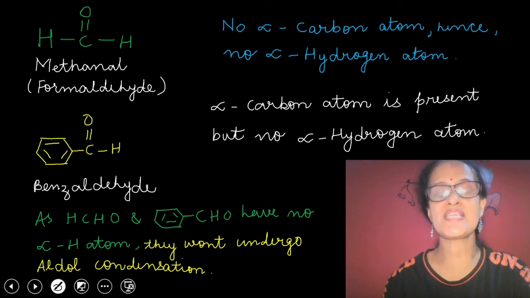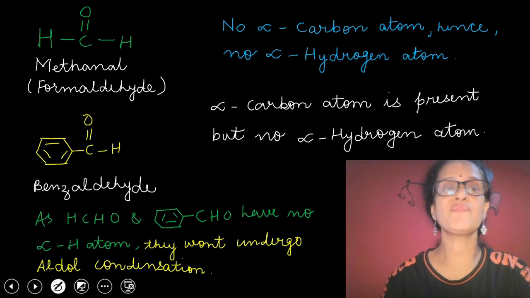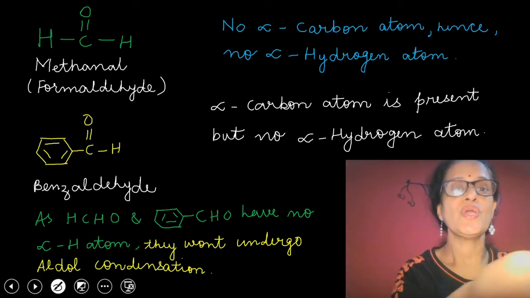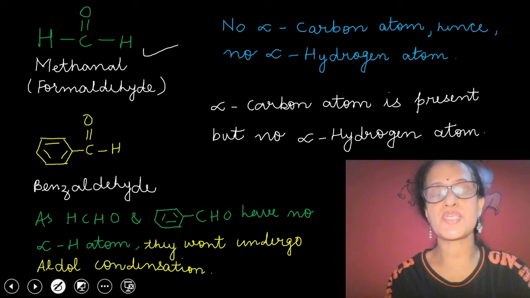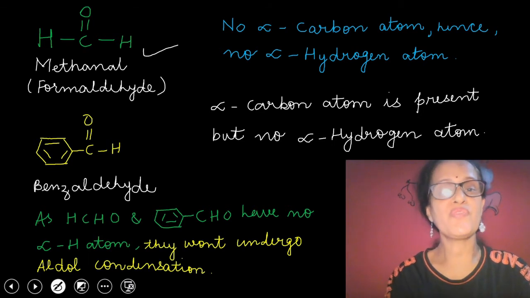First of all, we will see whether methanal shows aldol condensation reaction or not. Children, methanal has the formula HCHO. So I told you in the beginning what the essential condition is for a carbonyl compound to show aldol condensation. The essential condition for an aldehyde or ketone to show aldol condensation is that it must possess at least one alpha hydrogen atom. So we will check whether methanal contains an alpha hydrogen atom or not.